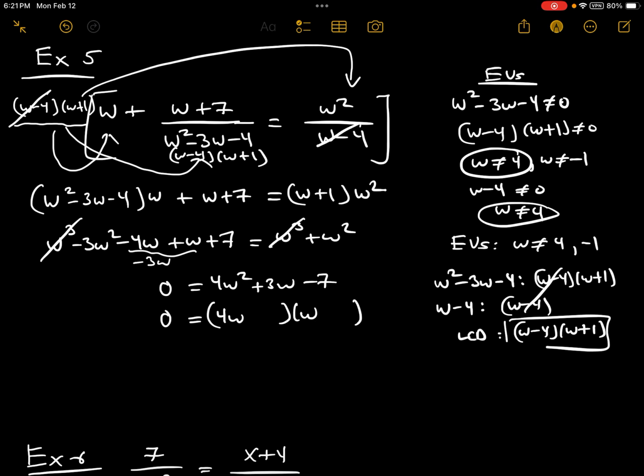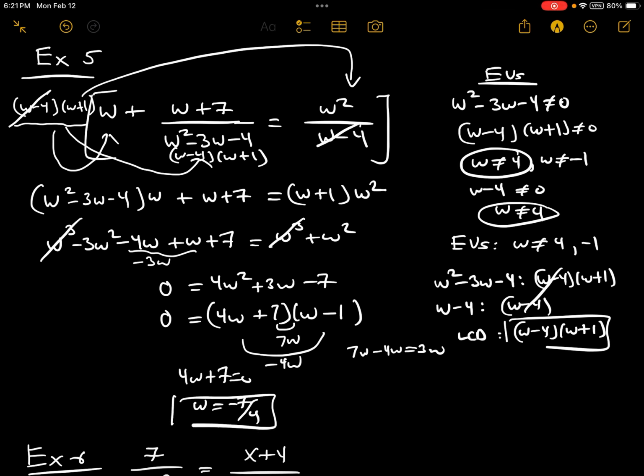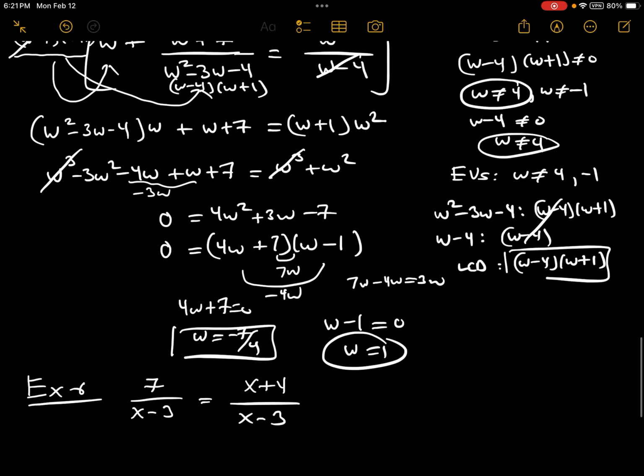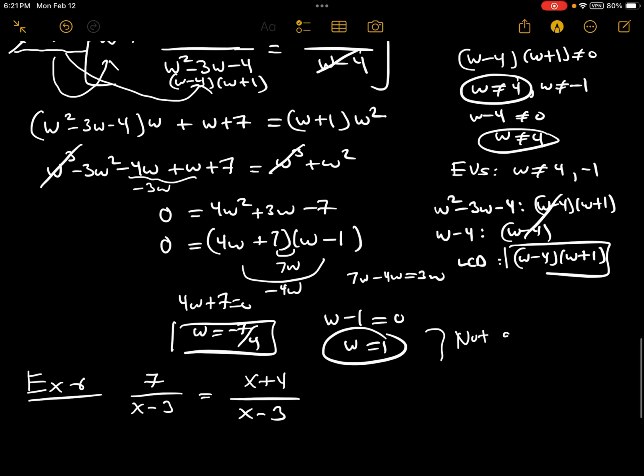All right, for the second one, this should go by a little bit quicker. The only EV that you will have is x minus 3 can't equal 0, so x can't equal 3. All right, so cross multiply: 7 times x minus 3 is equal to x minus 3 times x plus 4. At this point, you might be tempted to cancel out the x minus 3s. I would just distribute, because in general, it's not a good idea to cancel out variables when you're solving a rational equation. FOIL, and you're going to get x squared minus 3x plus 4x is plus x minus 12.